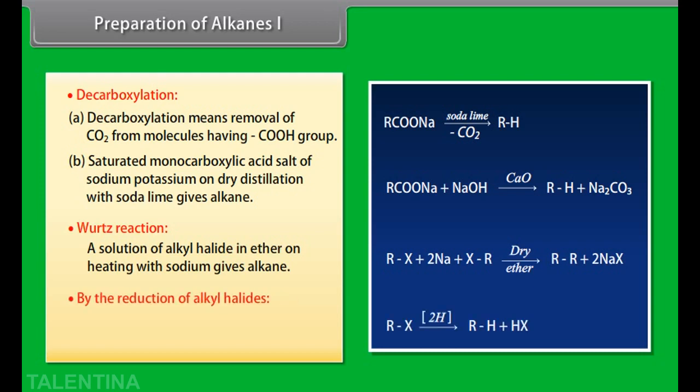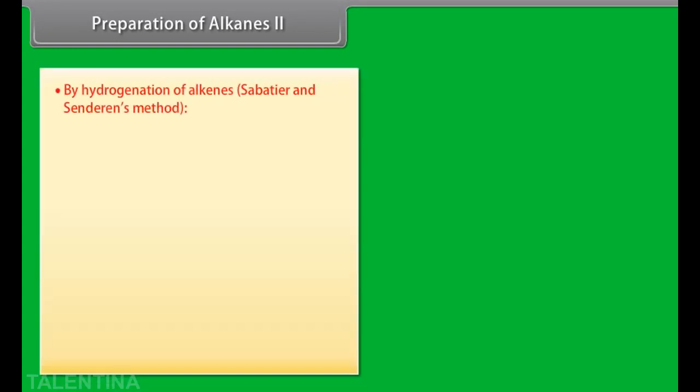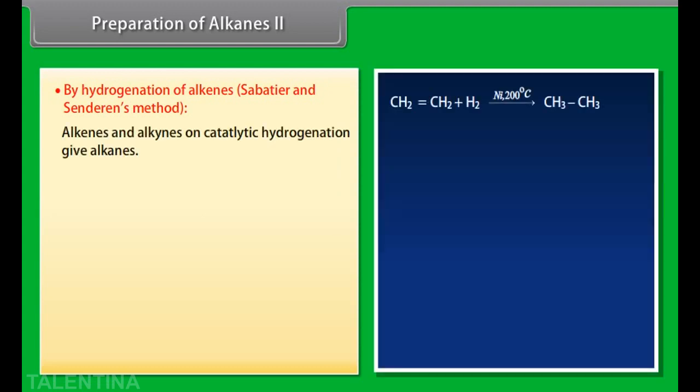By reduction of alkyl halides. Alkyl halides on reduction with nascent hydrogen form alkanes. Preparation of alkanes, 2. By hydrogenation of alkenes. Sabatier and Senderens' method: alkenes and alkynes on catalytic hydrogenation give alkanes.